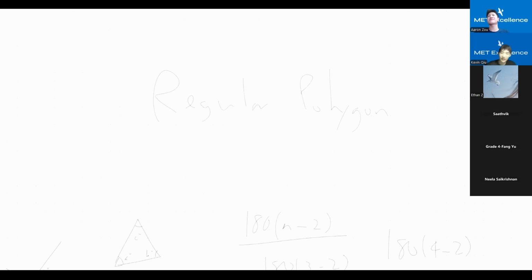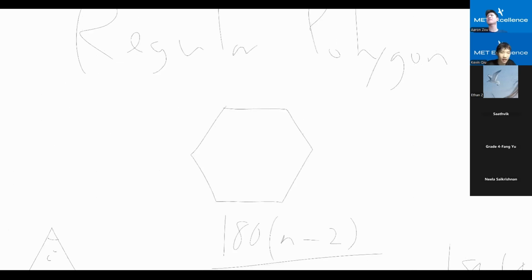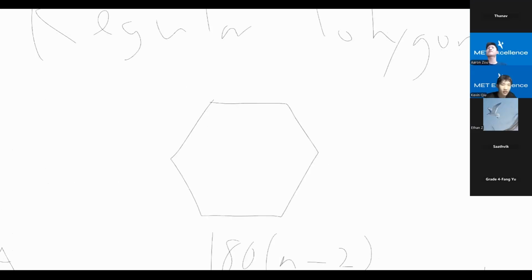Yeah, so Aaron gave us the definition. A regular polygon is a polygon where every angle is equal and every side length is as well. So for example, this is a regular hexagon. And yes, Nanav?